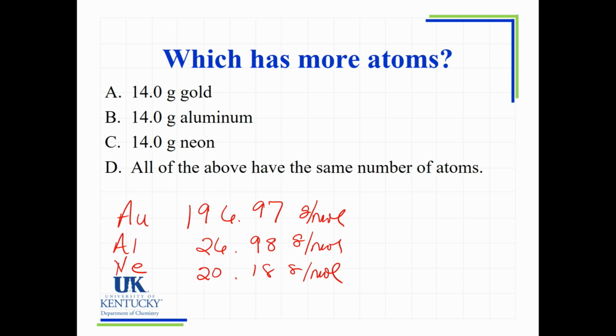Okay, so which one's going to have more atoms? Well, they all have the same mass, but they don't weigh the same. And so they're going to have a different number for each one. The one that has the most is answer C. So I'll circle C here. That is going to have the most atoms in it, even though they all weigh the same.